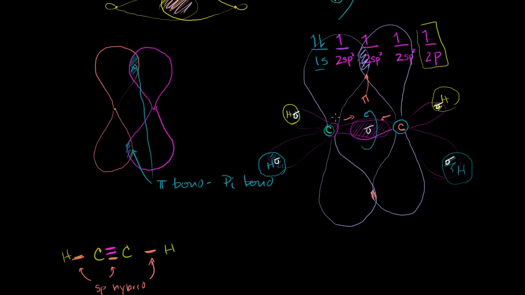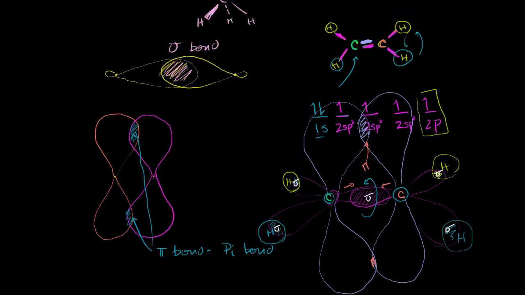If you had to imagine it, you could imagine another pi bond coming out of the page, and another one here coming out of the page and into the page. And they too are overlapped, and you just have one hydrogen pointing out in each direction. Maybe I'll make another video on that. So hopefully I didn't confuse you too much.